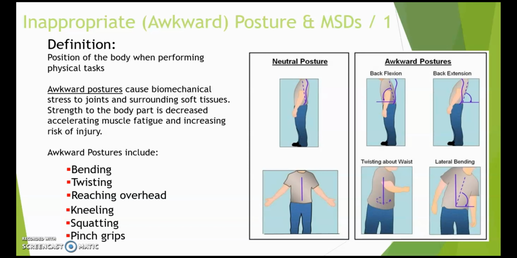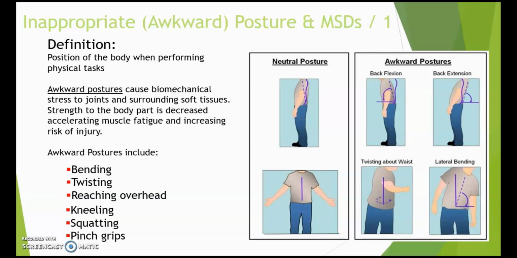Awkward postures include, there's a picture here and another one in the next slide, bending, twisting, reaching overhead, kneeling, squatting, and pinch grips. You see here a comparison between neutral posture and awkward posture. More specifically, back flexion, back extension, twisting about waist, and lateral bending. You probably are all familiar with this if you had a chance to work in healthcare facilities before.